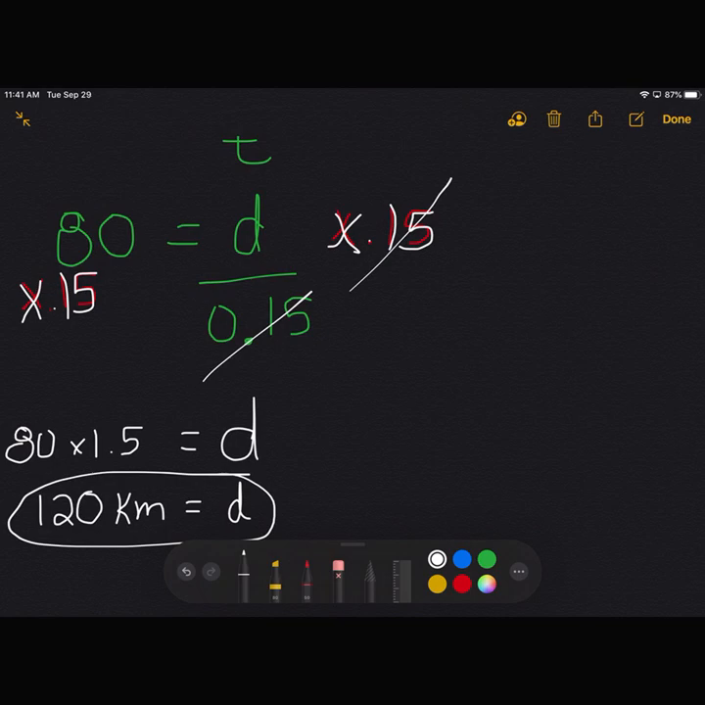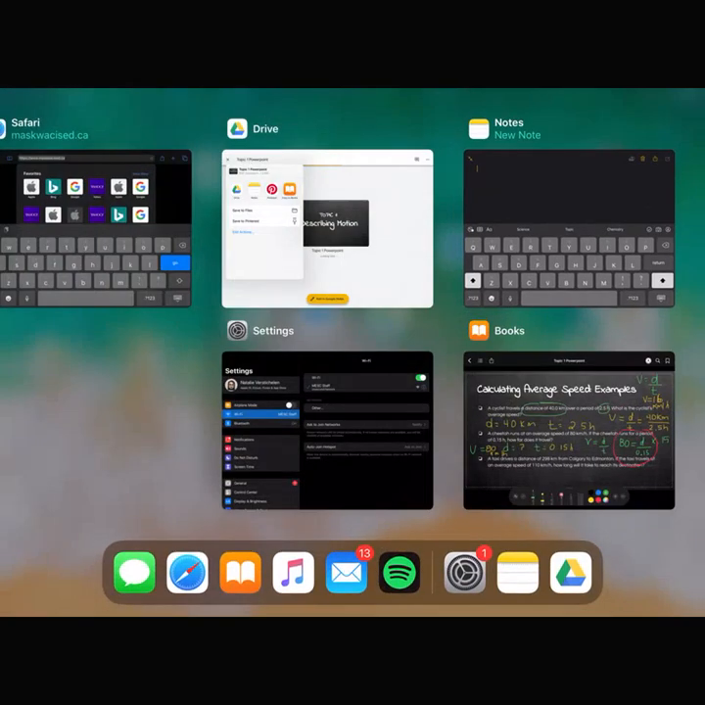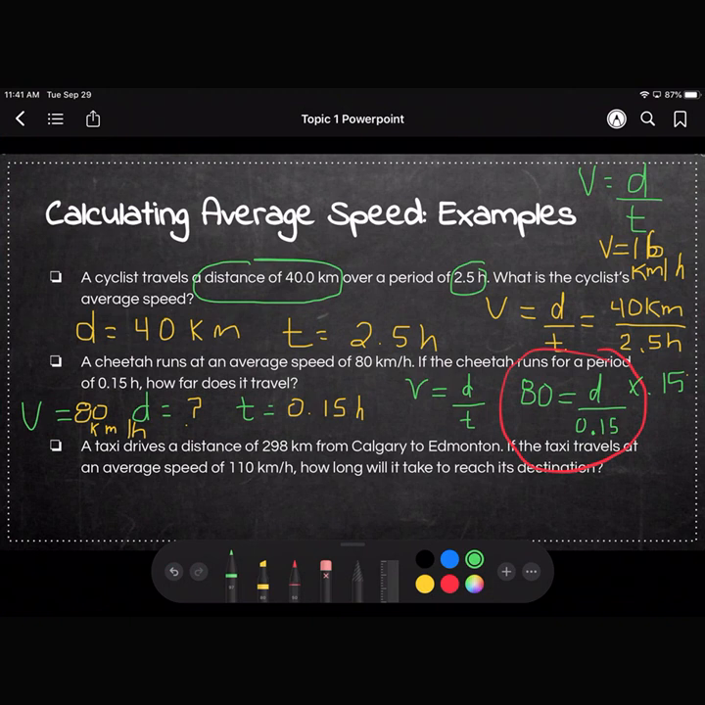Okay, let's try the last one on that page. I'm gonna just bring it over to this notes section so that it's not as squished. So let's read it through. A taxi drives a distance of 298 kilometers. So 298 kilometers is that D, V, or T? No, it's not. It is.